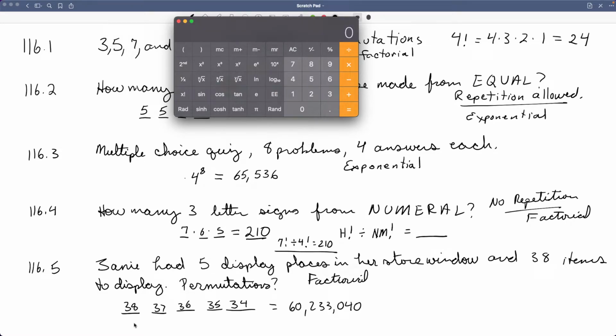And then we're going to do the 38 factorial and divide it by the memory recall, and that's going to equal not the same thing because apparently I didn't clear out my memory before I started. Memory recall is 0. Okay, now I can do that. 33 factorial, I'm going to add it to the memory. Then I'm going to do 38 factorial divided by my memory recall, and I get 60,233,040. But then I have a bunch of decimals.